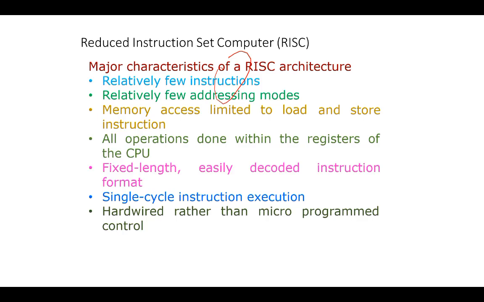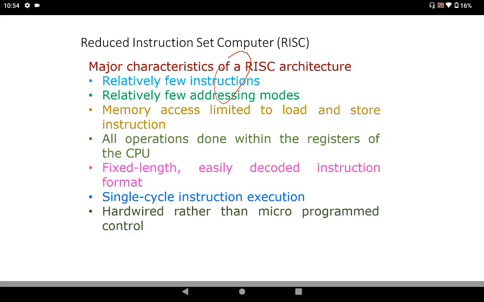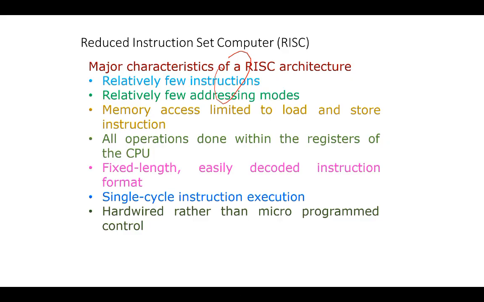The next thing is memory access limited to load and store. Here the load and store instructions communicate with memory. Arithmetic and logical instructions can never access the memory directly. All operations are performed within the CPU register, which means after loading the data into the register, all calculations are performed inside the CPU register. The register is much faster than the memory, so this will improve the processor performance also.